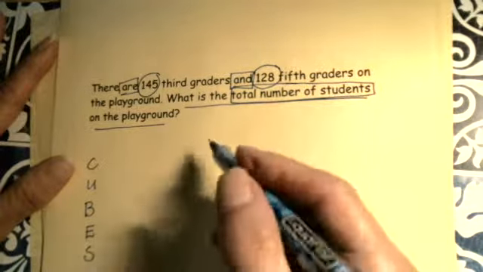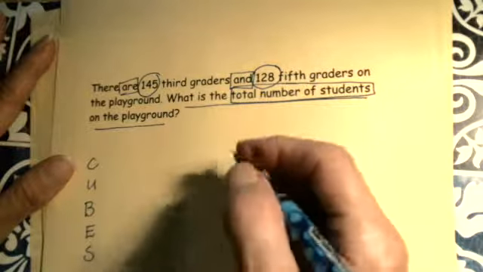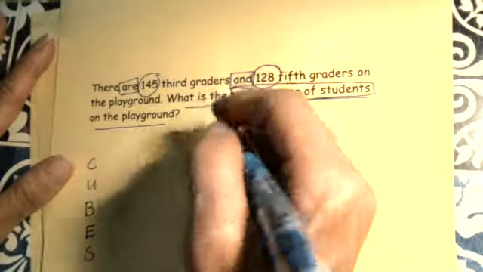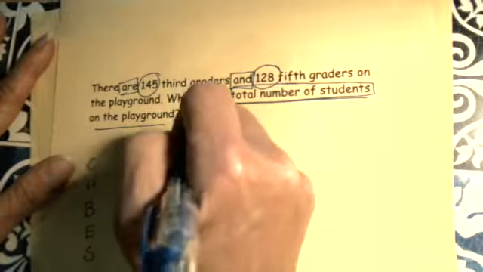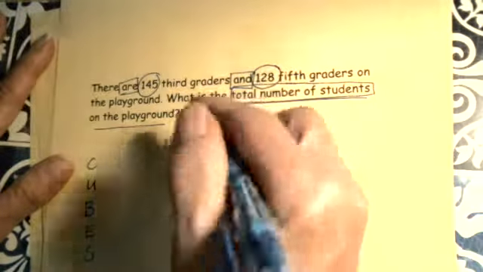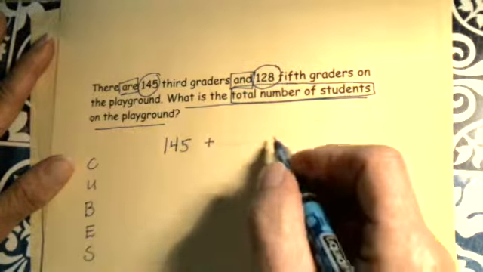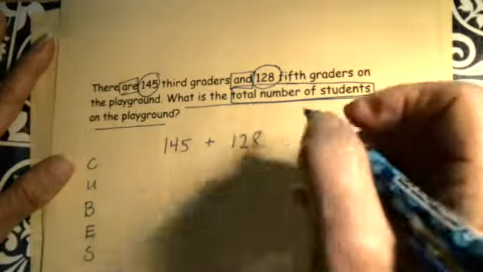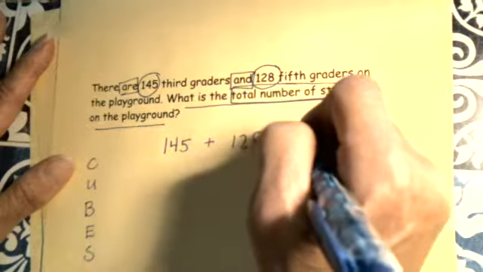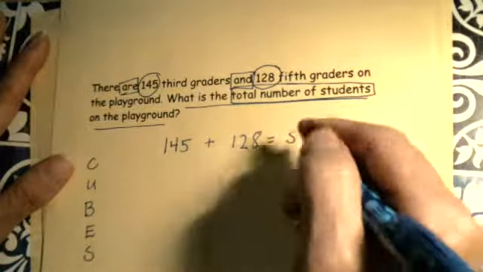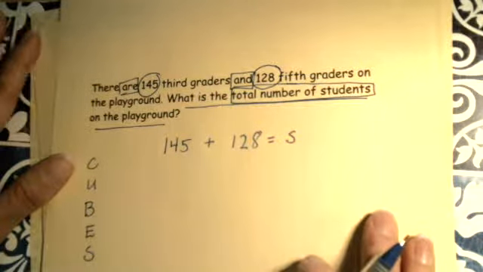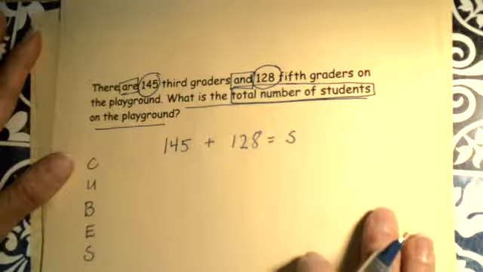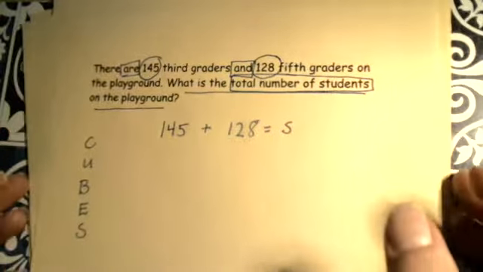So now I'm going to write an equation that I will use to solve it. There are 145 third graders and 128 fifth graders on the playground. What is the total number of students on the playground? So I'll put S for students. I need to find out the total number of students. And so I'm going to solve this.